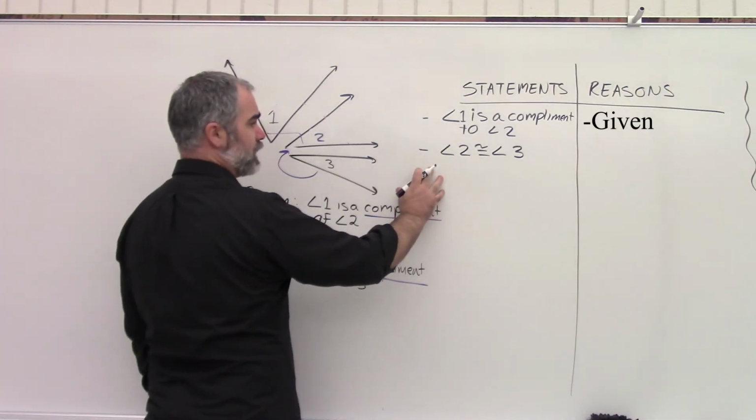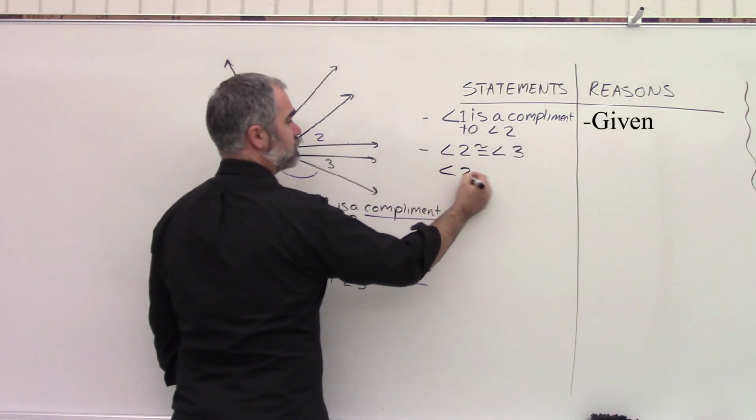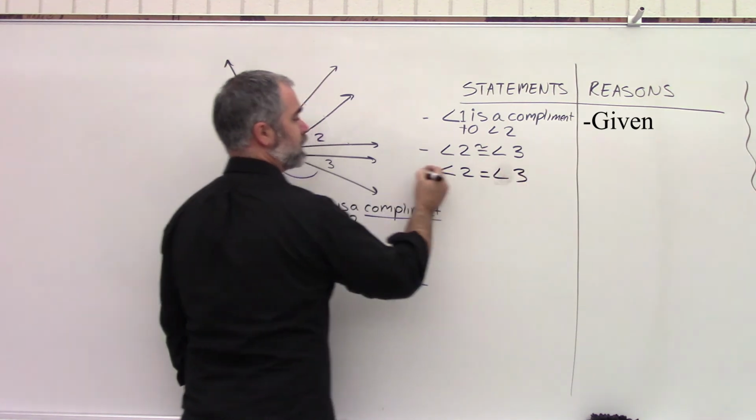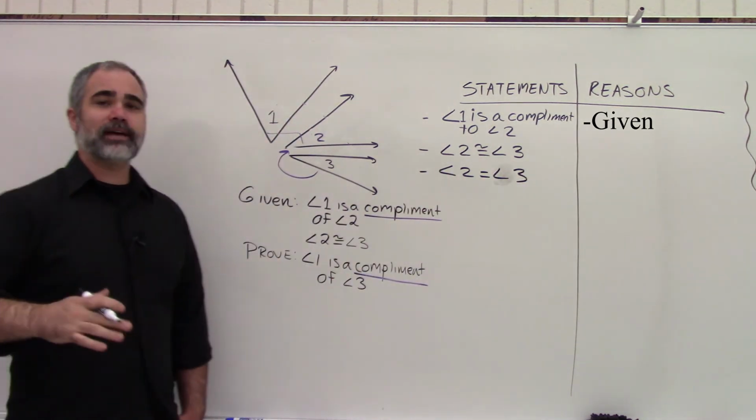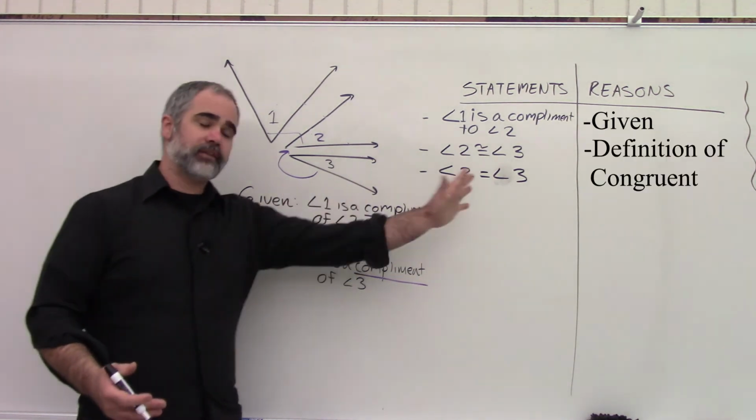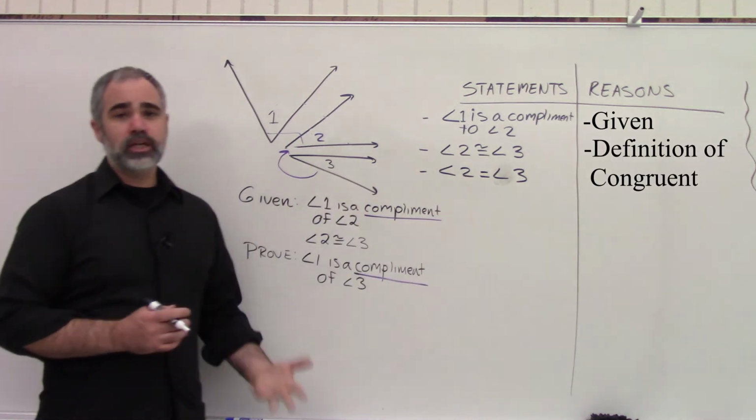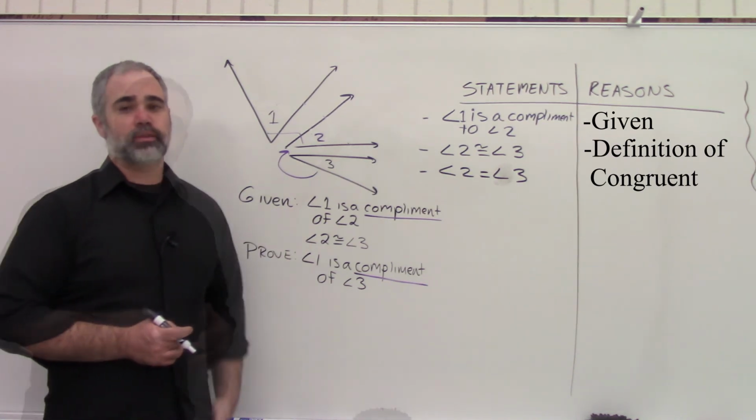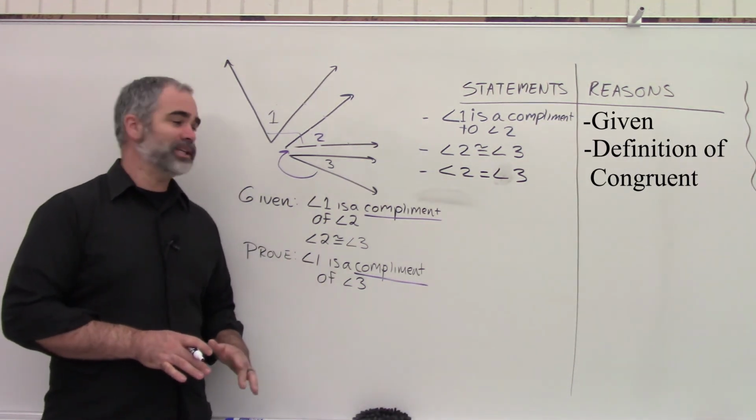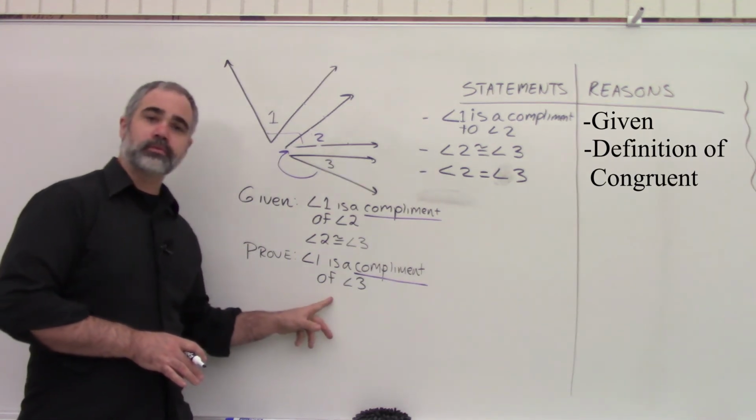But what I want to write down here is that angle 2 equals angle 3. And the justification for that is the definition of congruent, right? The definition of congruent tells me that equals and congruent are really the same thing. All right, now that we've got the starting place out of the way, I need to figure out how I can get to this proof statement.